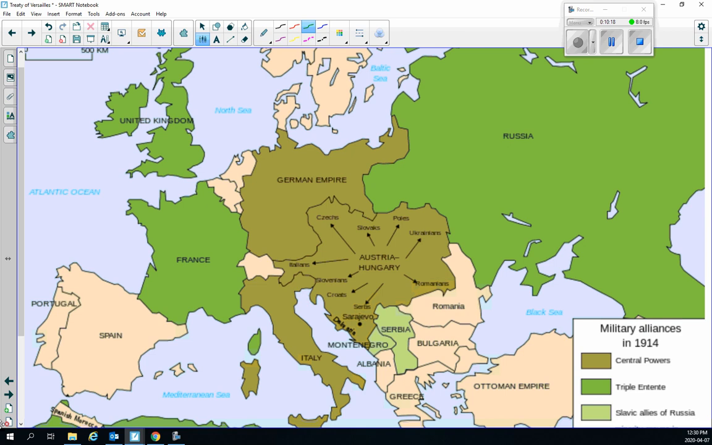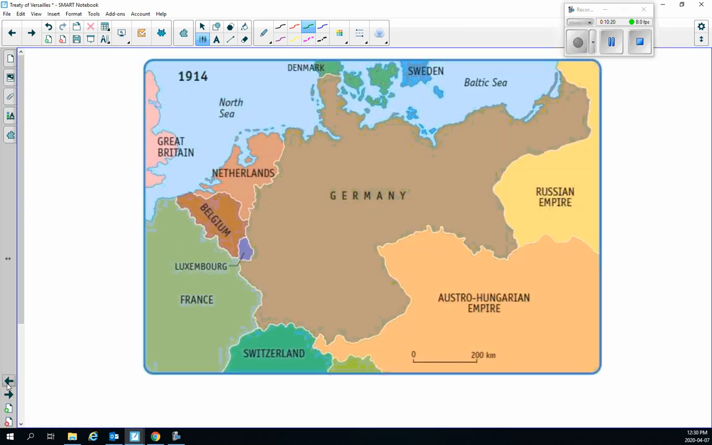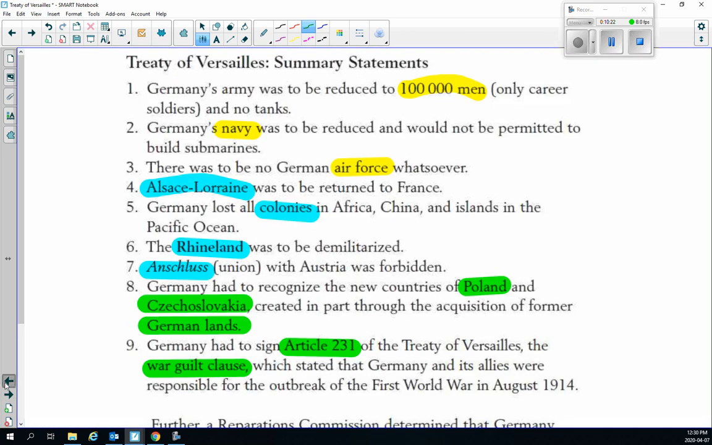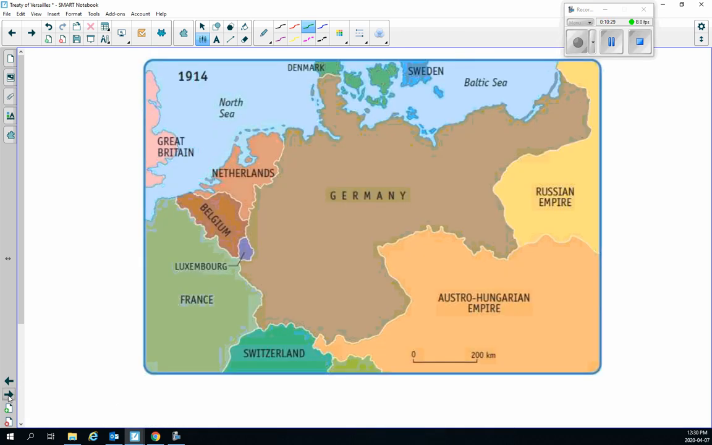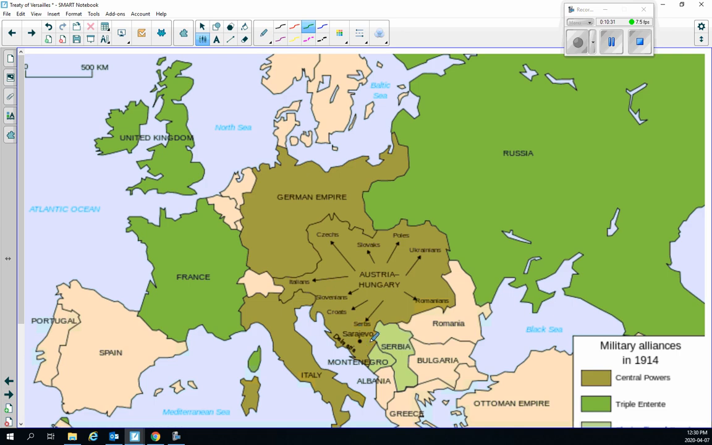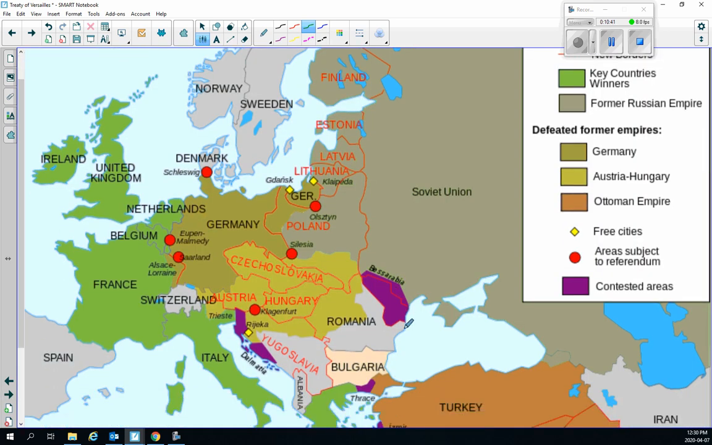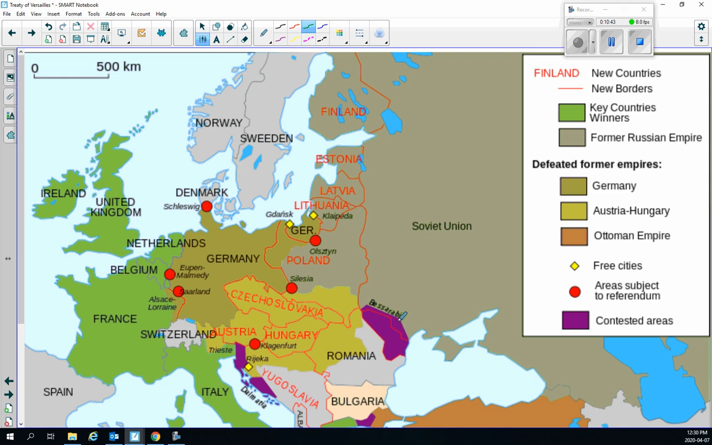Woodrow Wilson wanted those nations within a nation to have self-determination. So if Woodrow Wilson got his way at the Treaty of Versailles, all of these little nations, these little ethnicities, would get their own little countries. They would get their sovereignty. They don't really get it after the Versailles negotiation.